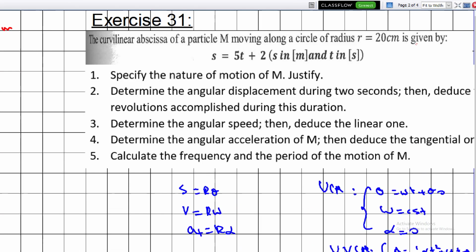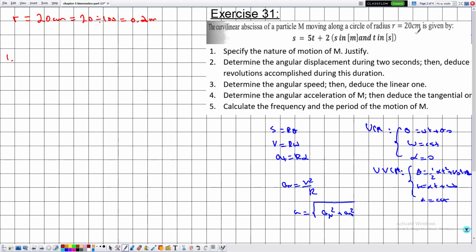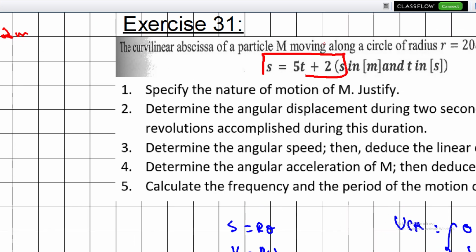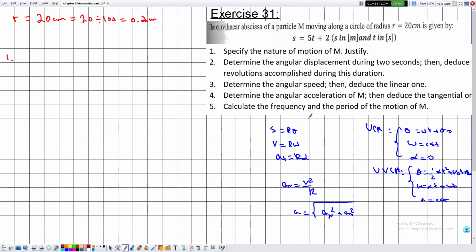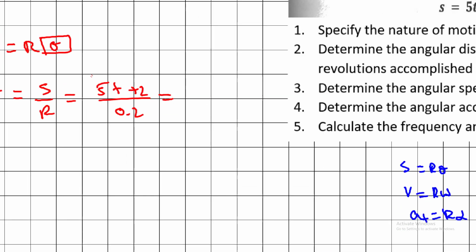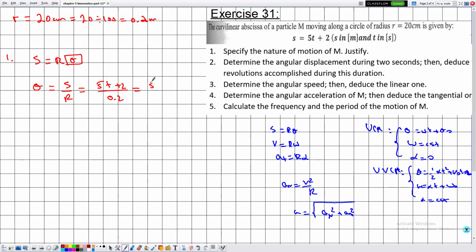In order to specify the type of motion, we need to have the equation of theta as a function of time. Notice that here we have s as a function of time, but we can determine theta as a function of time because s is equal to r theta, knowing that we are interested in determining theta. So theta is equal to s divided by r, which is 5t plus 2 divided by 0.2. So this consists of two fractions having the same common denominator, 0.2. Then it's given by 5 divided by 0.2 multiplied by t plus 2 divided by 0.2.